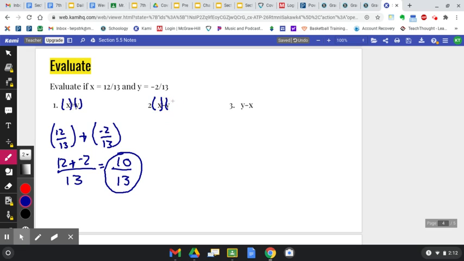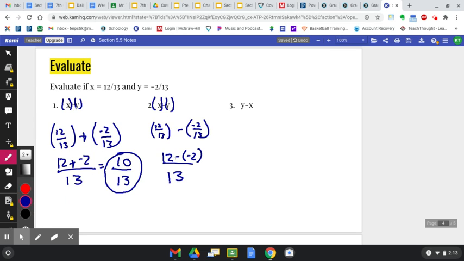Here, be careful to leave that. So we have x minus y. So if I fill in x, we had 12 over 13. Y was negative 2 over 13. So common denominator is 13. And on top, we have 12 minus negative 2. Remember, we put the parentheses there because we have two signs in a row.